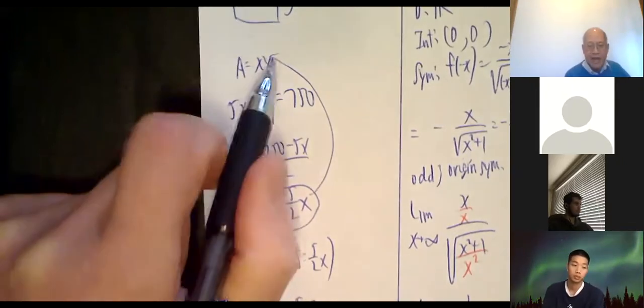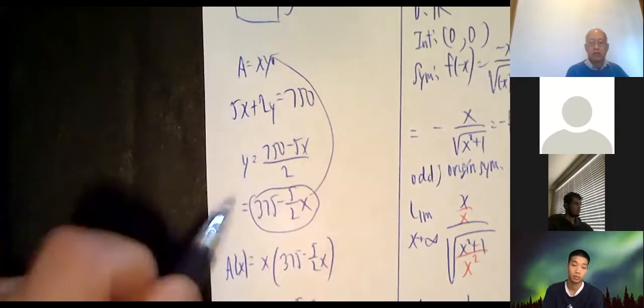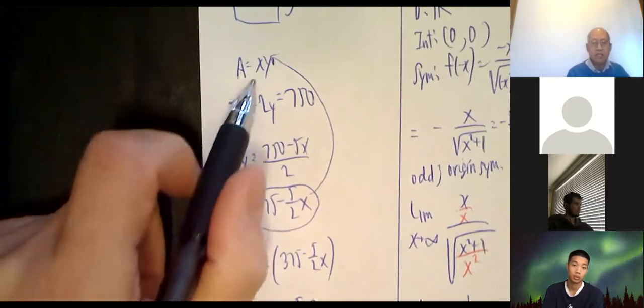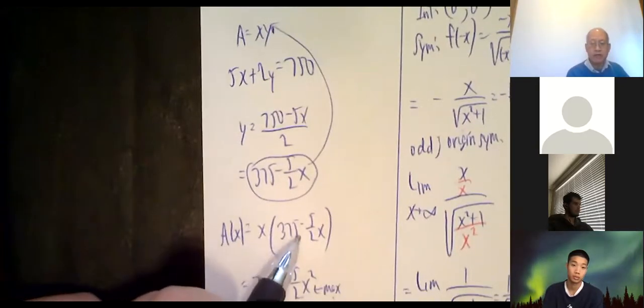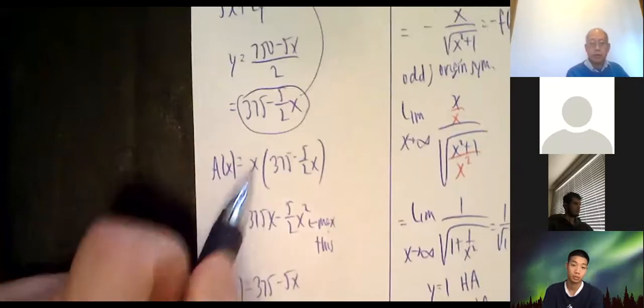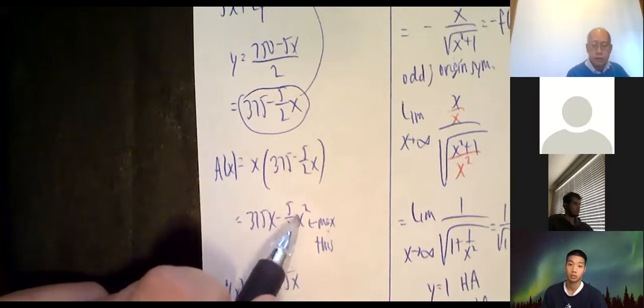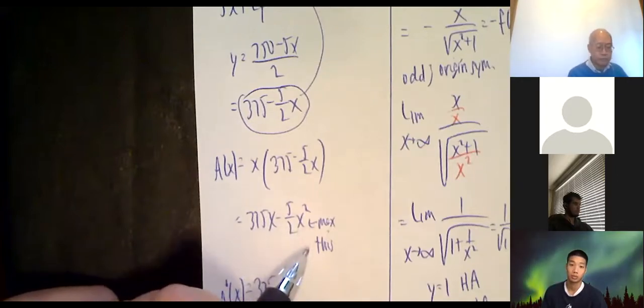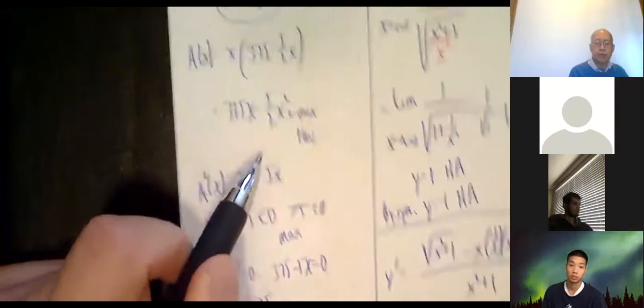Okay, plug that back into here, so you have a function that only involves X. So A of X now is X times Y, but here's my Y, right? 375 minus 5 halves X. Multiply it out, 375X minus 5 halves X squared. Okay, and that's what I want to maximize, with the constraint that X and Y are positive, right? I don't want 0, I don't want any negatives. So if I have 0 or negative, throw it out.